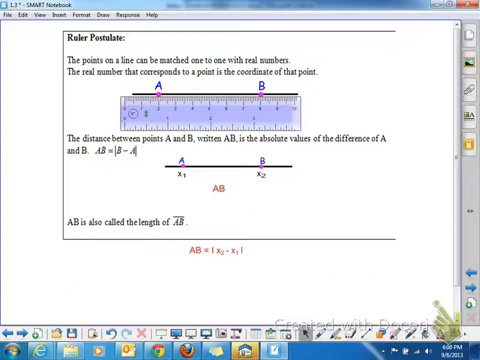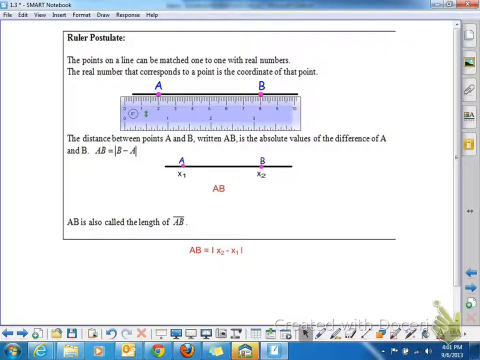The points on a line can be matched one-to-one with real numbers. The real number that corresponds to a point is the coordinate of that point. Point A corresponds to 2. Point B corresponds to 8.